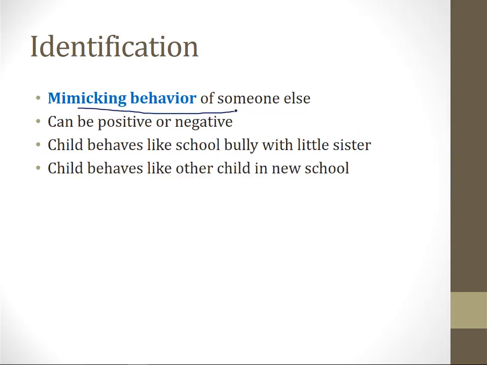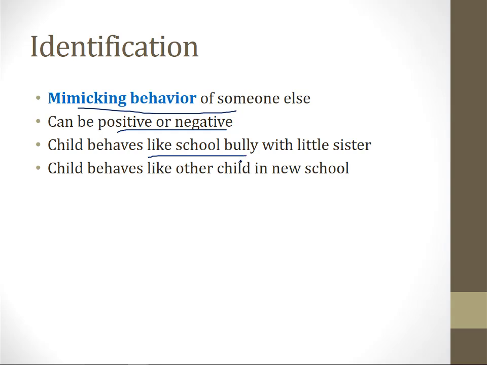Identification is mimicking the behavior of someone else to relieve anxiety. This can be positive or negative. So for example, if a child is anxious at school or at home and he begins behaving like the school bully with his sister, he's identifying with the school bully and he's taking on that person's habits to try and make himself feel better. And obviously this is not a good thing.